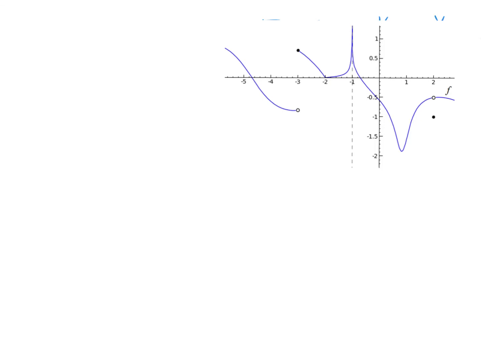In the video that introduced the concept of limits, you saw a simple example of how we can look at the graph of a function and determine the limit at a given point. And in this video, I want to take that a bit further and show you some more complex examples.